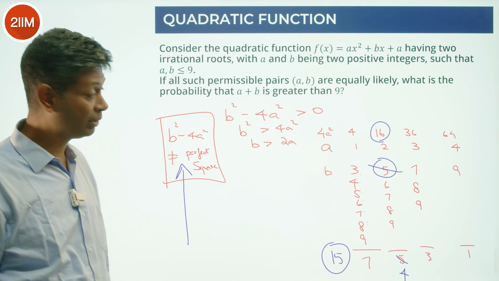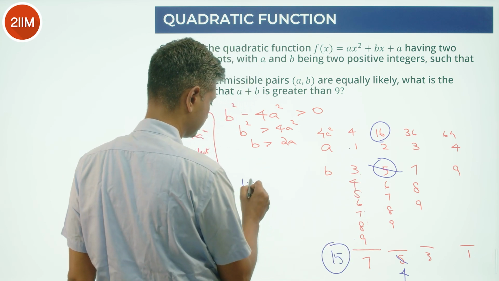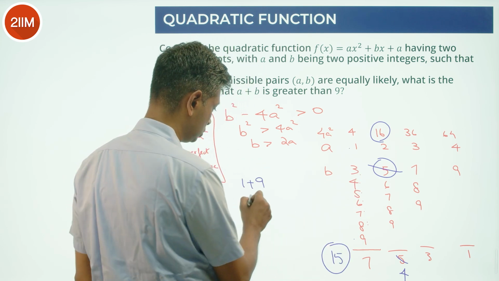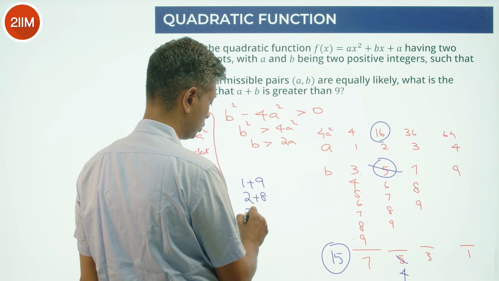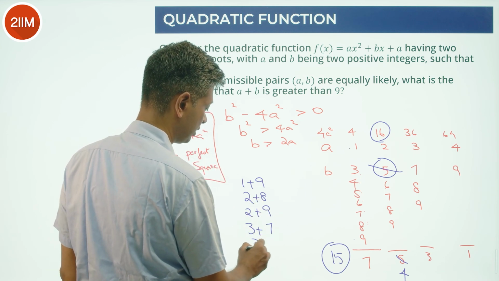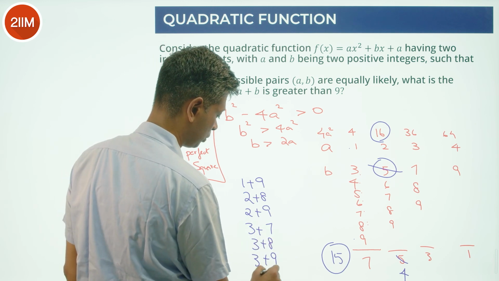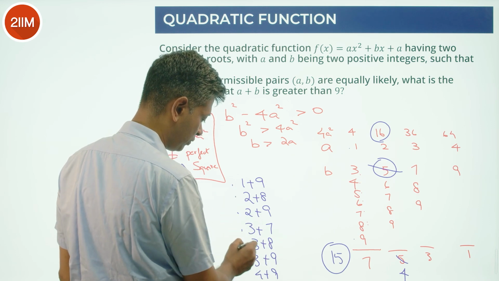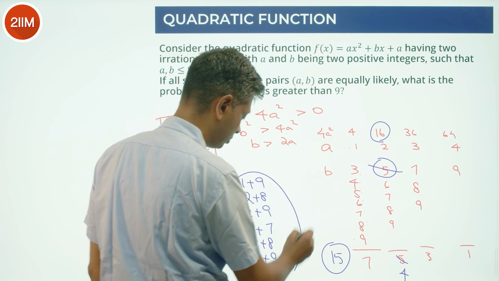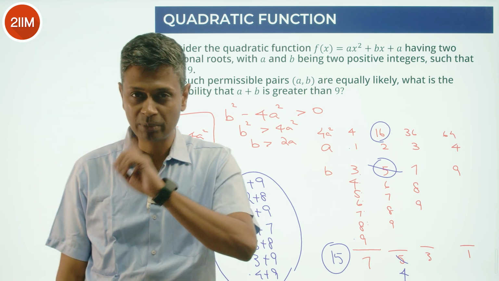What is the probability that A plus B is greater than 9? A plus B greater than 9, 1 plus 9 will come. We go to 2, 2 plus 8, 2 plus 9 will come. We go to 3, 3 plus 7, 3 plus 8, 3 plus 9 will come. We go to 4, 4 plus 9 will come. 1, 2, 3, 4, 5, 6, 7. 7 possibilities are there for A plus B being greater than 9. Out of 15, 7 by 15 is the correct answer.